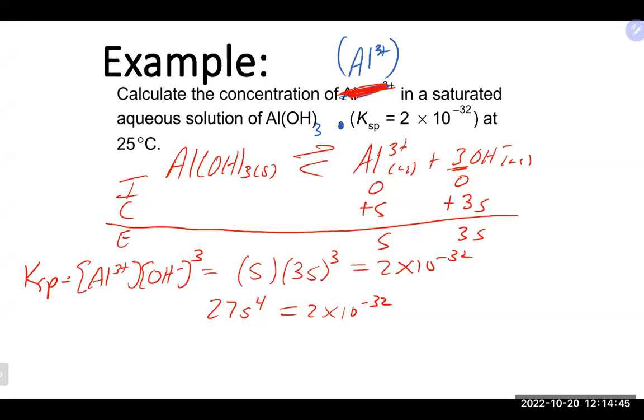We're then going to divide the 27 to the other side and also take the 4th root of it. So that's going to be 2 times 10 to the minus 32 divided by 27. Gets us S to the 4th equals 7.41 times 10 to the minus 34. That is the 4th root to both sides. We're going to end up with something.